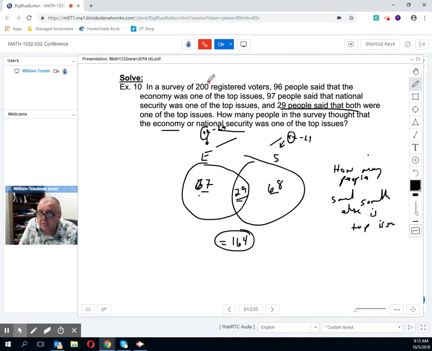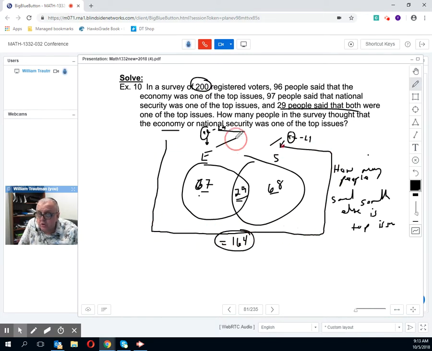Well, look up here. It said 200 voters altogether. So in our universal set, we said we added up to 164. So there's 36 people that didn't vote for security or economy. Do you see? There's still 36 people in this universal set. So how many people said something else other than economy and security? 36 people are not part of that because there's 200 people total.